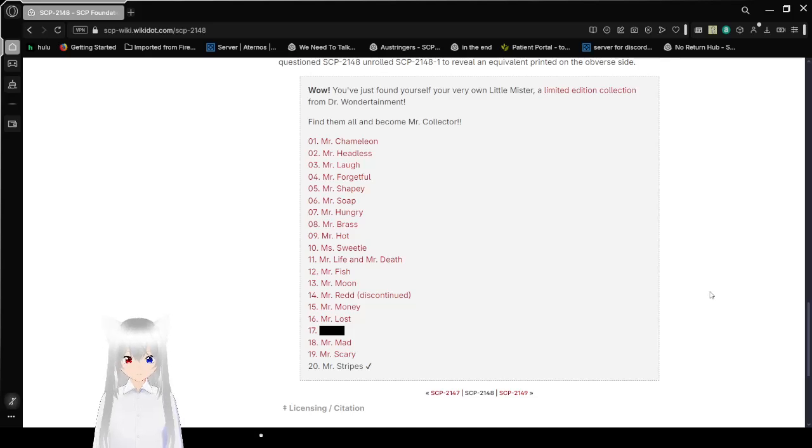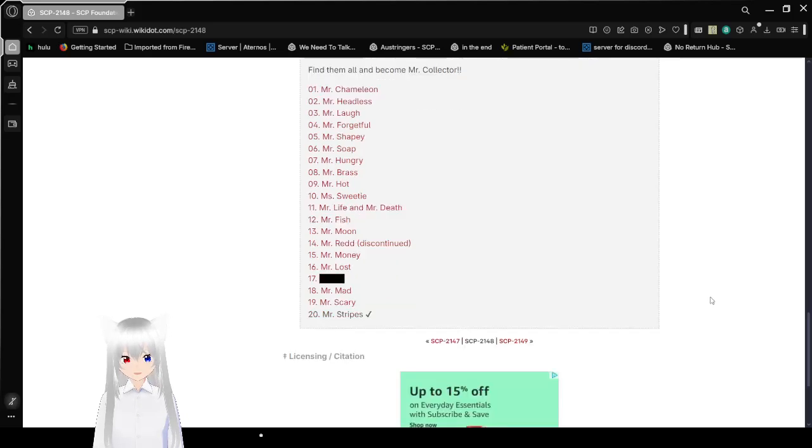Wow! You just found yourself your very own Little Mister! A limited edition collection from Dr. Wondertainment. Find them all and become Mr. Collector. Number 1, Mr. Chameleon. Number 2, Mr. Headless. Number 3, Mr. Laugh. Number 4, Mr. Forgetful. Number 5, Mr. Shapey. Number 6, Mr. Soap. Number 7, Mr. Hungry. Number 8, Mr. Brass. Number 9, Mr. Hot. Number 10, Miss Sweetie. Number 11, Mr. Life and Mr. Death. Number 12, Mr. Fish. Number 13, Mr. Moon. Number 14, Mr. Red, discontinued. Number 15, Mr. Money. Number 16, Mr. Lost. Number 17, Redacted. Number 18, Mr. Mad. Number 19, Mr. Scary. And number 20, Mr. Stripes. This is the one that you found.